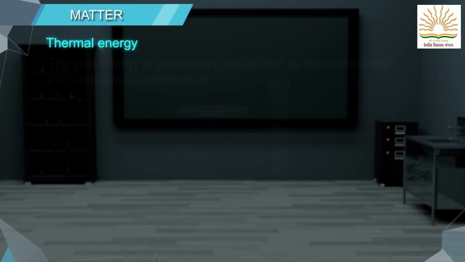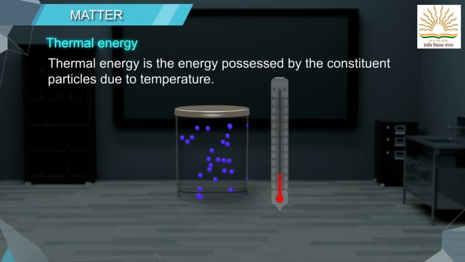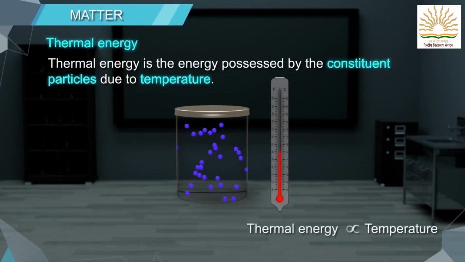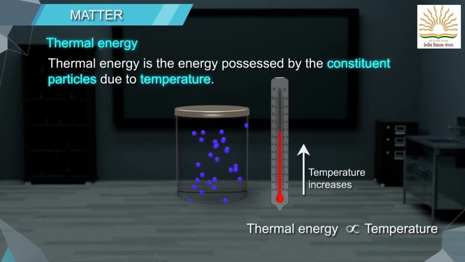What is thermal energy? Thermal energy is the energy possessed by the constituent particles due to temperature. This thermal energy makes the constituent particles move freely and it is directly proportional to temperature. Due to this, as temperature increases, thermal energy also increases, and hence the movement of constituent particles also increases.